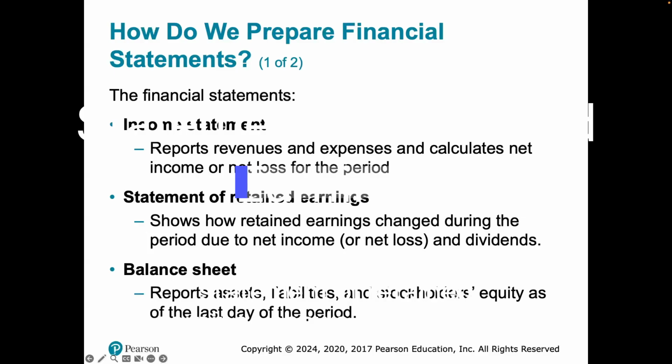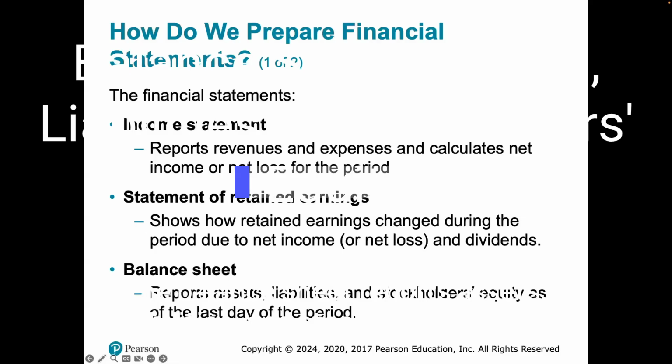The statement of retained earnings shows how retained earnings change during the period due to net income or net loss and dividends. So, if you've had intro to accounting or if you have a small business, this is the owner's equity account, right? So, retained earnings are the profits that we keep to put back into the company to run our day to day expenses and to prepare the company to make big purchases and other things. So, this is the money that we leave inside the company to keep the company rolling.